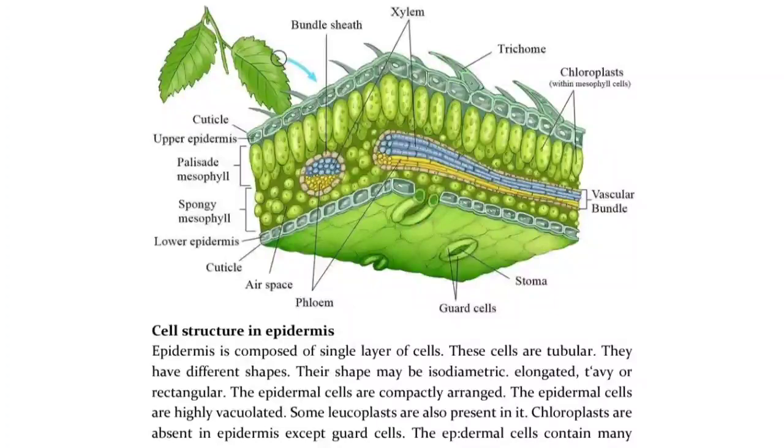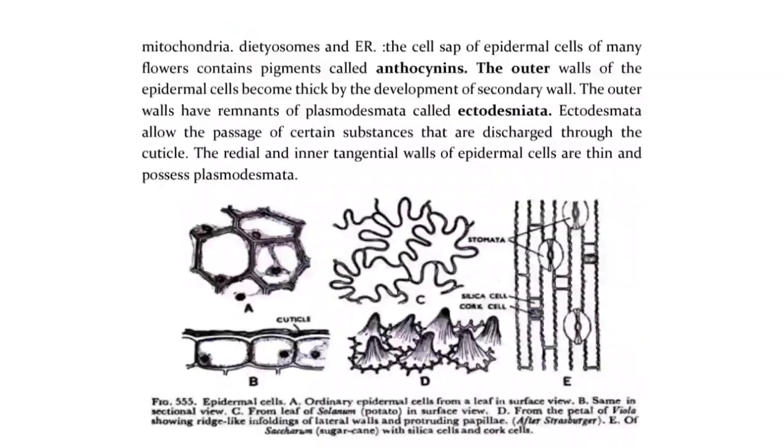The epidermal cells contain many mitochondria, dictyosomes and so on. The cell sap of epidermal cells of many flowers contains pigments called anthocyanins. The outer walls of the epidermal cells become thick by the development of secondary wall. The outer walls have remnants of plasmodesmata called ectodesmata. Ectodesmata allow the passage of certain substances that are discharged through the cuticle. The radial and inner tangential walls of epidermal cells are thin and possess plasmodesmata.